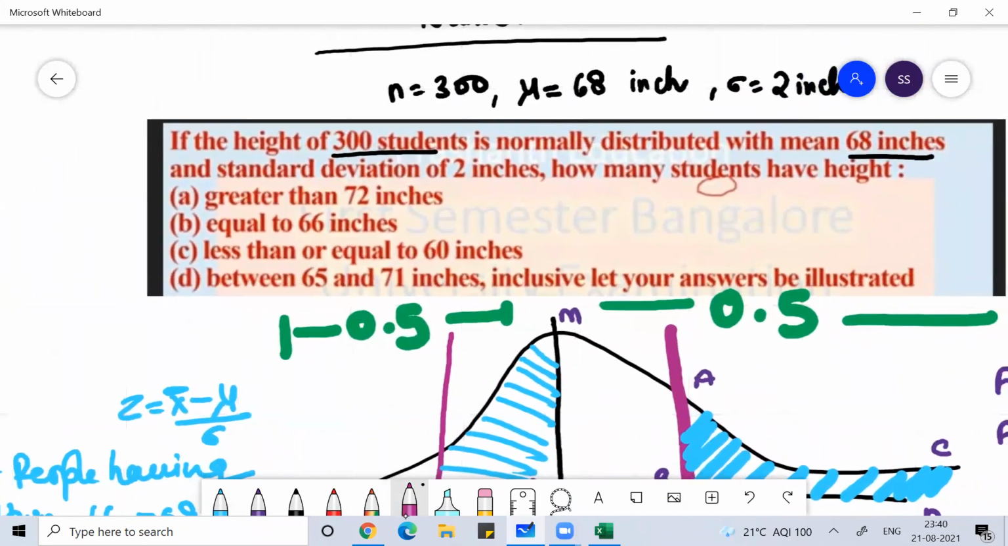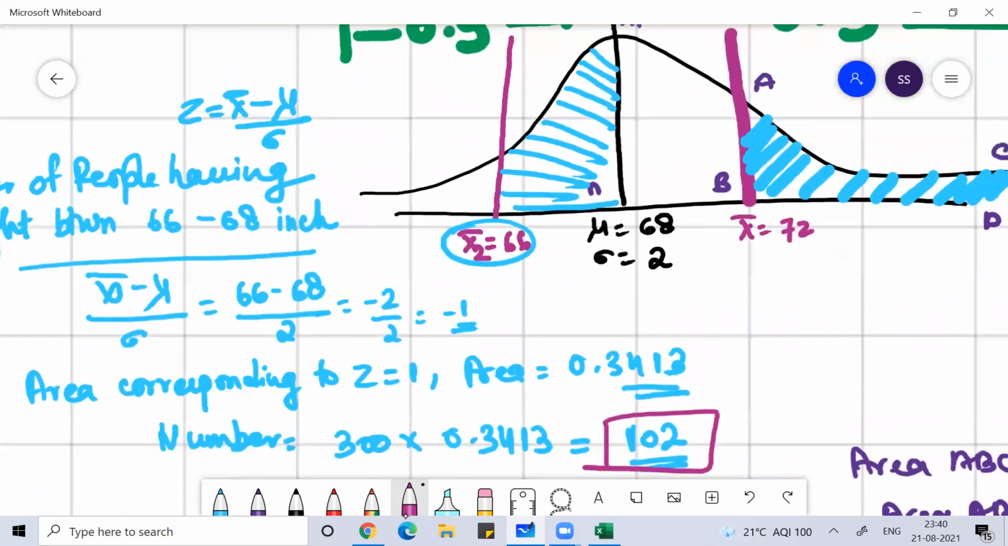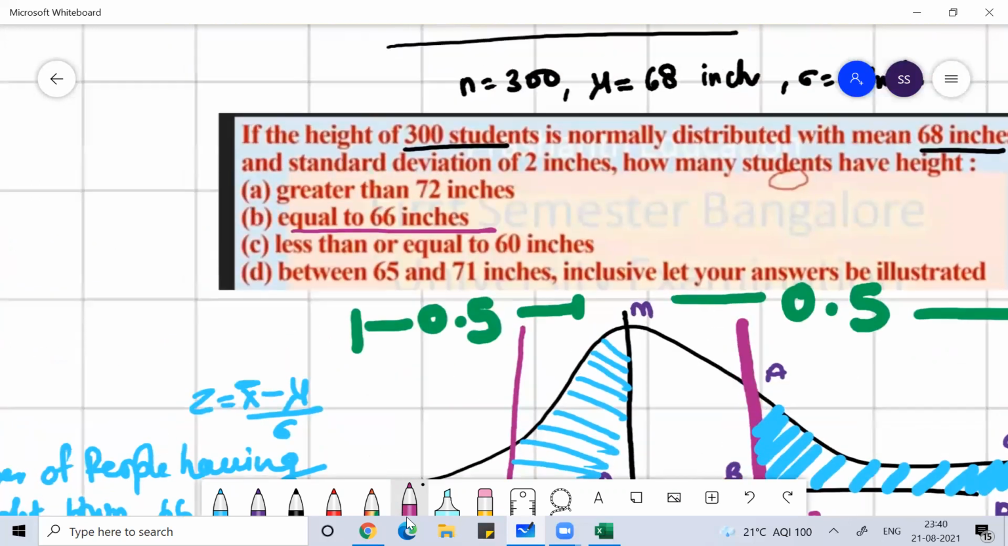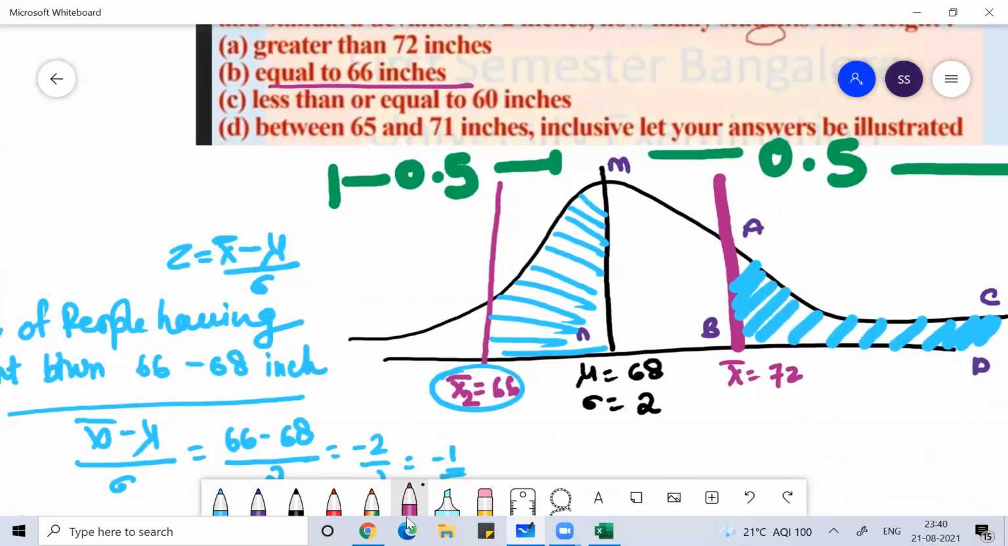Here I want the number of students having height equal to 66 inch. How will I find it? I can find the area, and based upon the area, I can find the number by multiplying with 300. I can find less than 68, which would be 0.5 minus 0.3413, into 300. Greater than I can also find. If I find less than, then 300 minus that would be greater than.